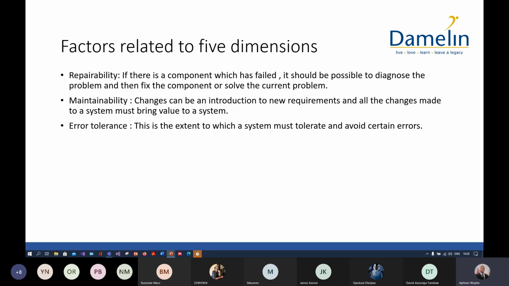Also, in the aspect of error tolerance, we say the system should have some sort of error handling. You don't want the system crashing for every wrong input. You want the system to generate some sort of user-friendly error message that says you have clicked, or you didn't put a particular input, or the resource that you're looking for is unavailable, and so forth.